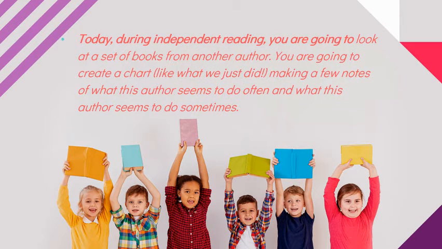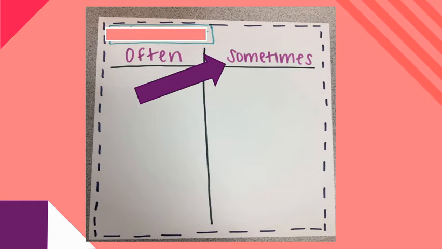Today, during independent reading, you're going to look at a set of books from an author. You're going to create a chart like what we just did, making a few notes of what this author seems to do often and what this author seems to do sometimes. Often and sometimes.